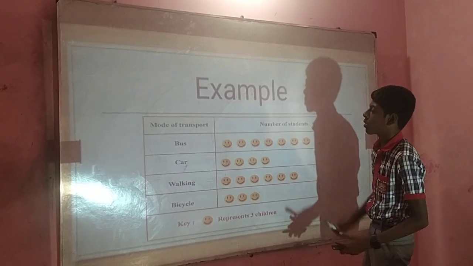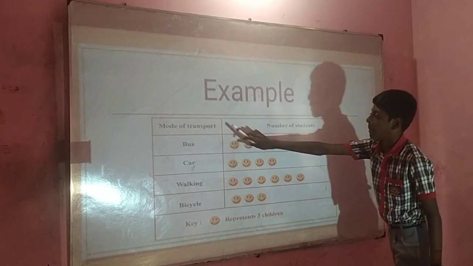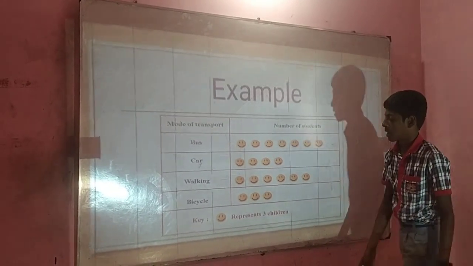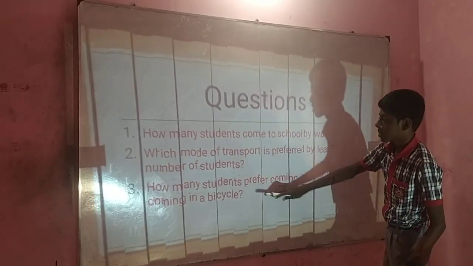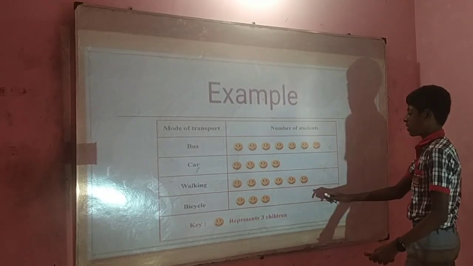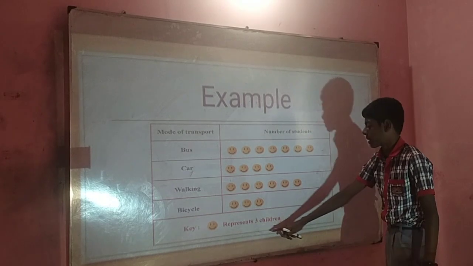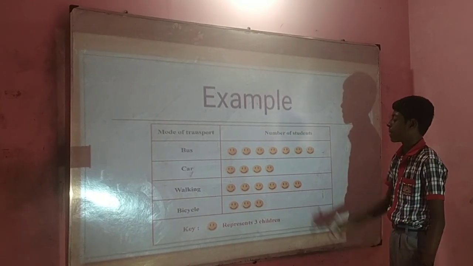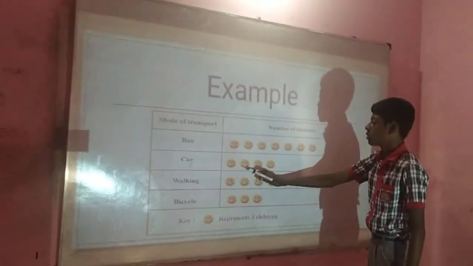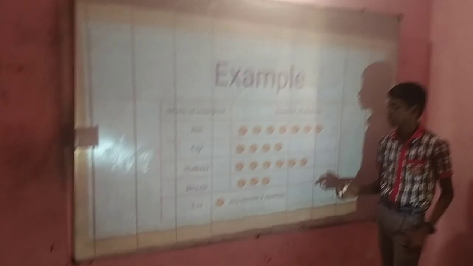In this pictograph, the number of students in the class who come by a specific mode of transport is represented. This is the key, which means that one smiley face represents 3 children. So this one smiley face represents 3 children. For example, car: 1, 2, 3, 4. There are 4 smiley faces, which means 4 into 3, 12 children.